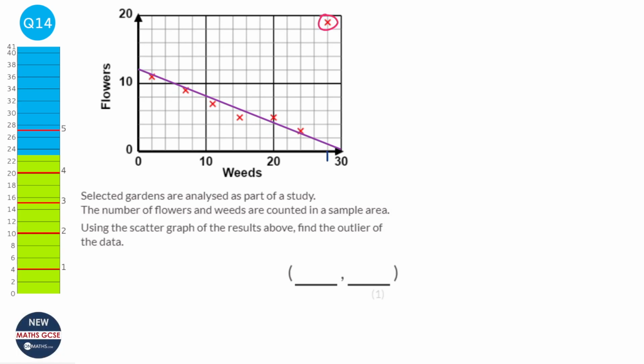So we know that these are going up in 2s. So this will be 28, so the x coordinate will be 28. And this will be 19. So our coordinate will be 28, 19 for our outlier.